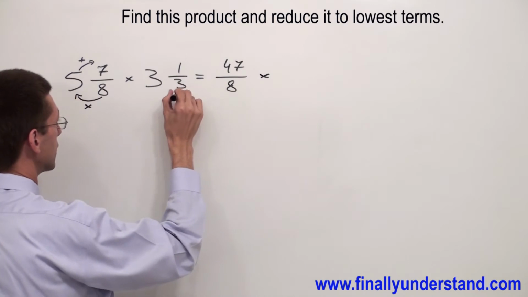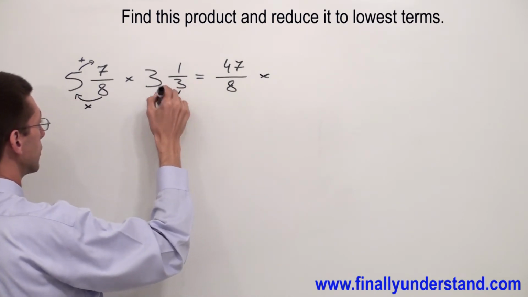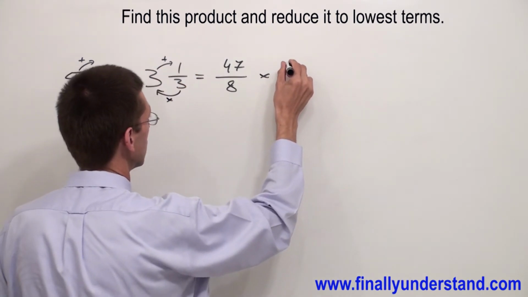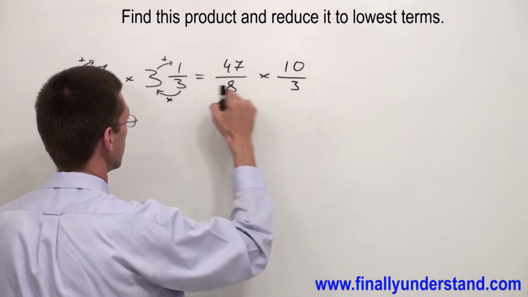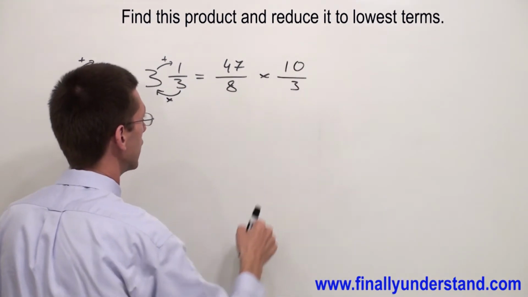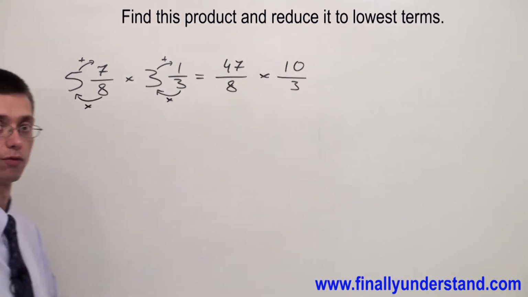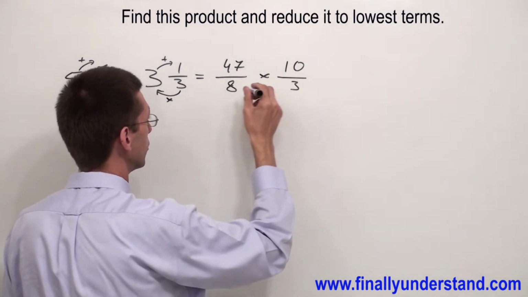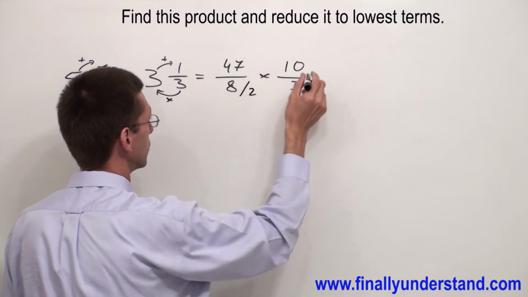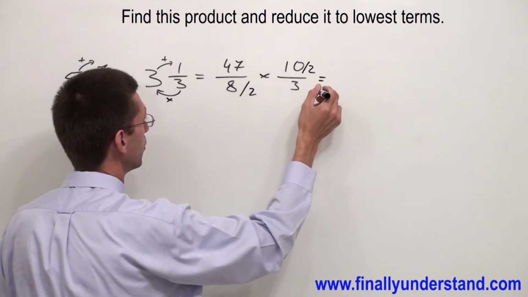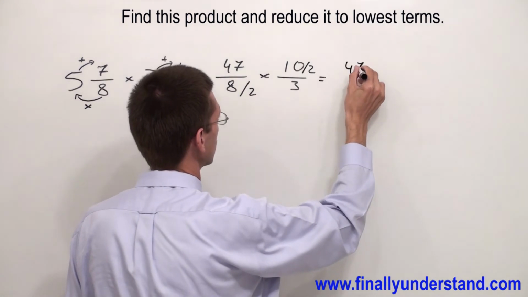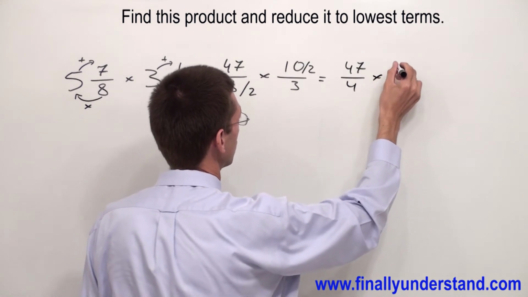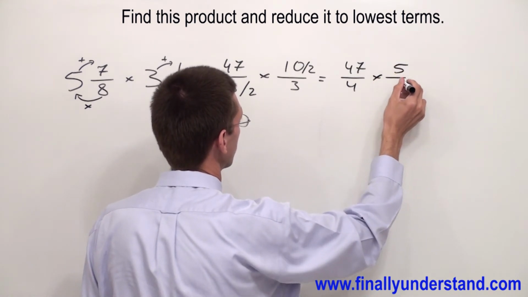Times, this time I'm going to multiply 3 times 3 is 9, plus 1 is 10. 10 over 3. Remember, the denominator stays the same. Check if we can reduce any numerator with any denominator. 8 and 10, both of them are divisible by 2. That's why my problem right now is going to look like this.